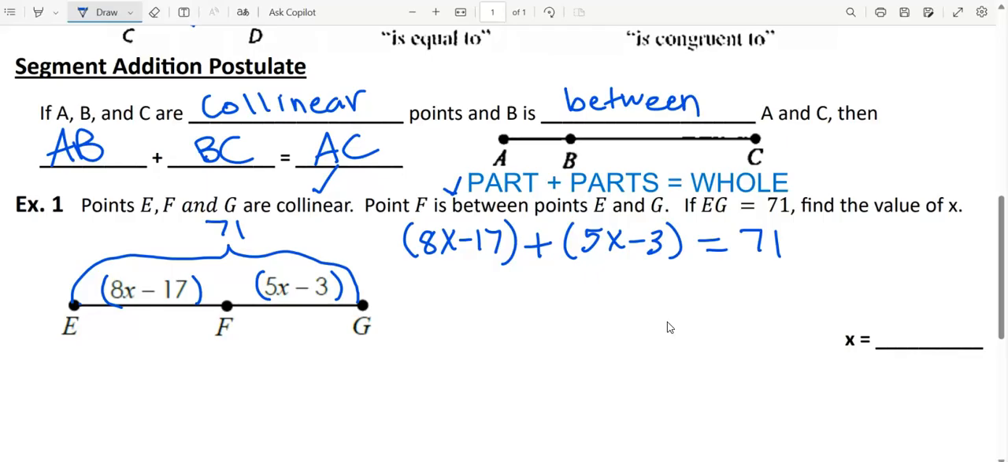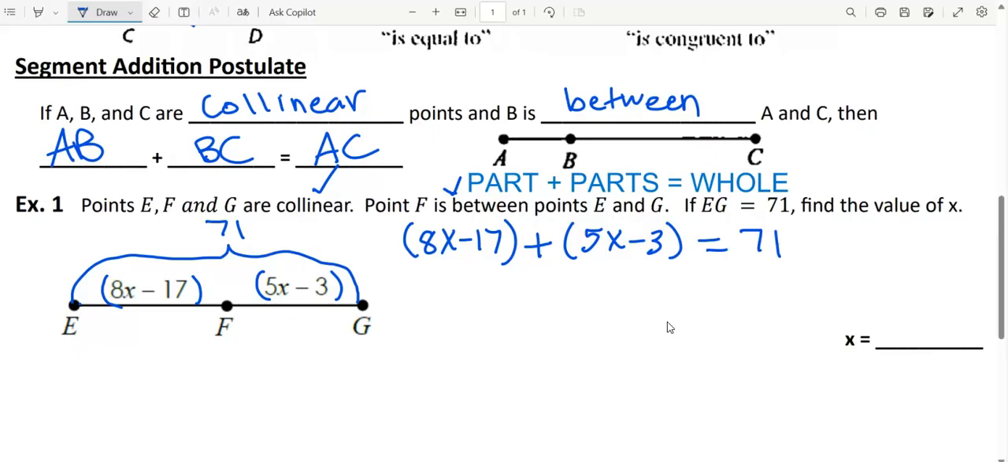Half the battle is setting up the equation. So I want you to take a look at this, pause and ask yourself, do I know how I set this up? Left part plus right part equals whole thing. Sometimes the whole thing is in the words at the top, okay? Now, here's the next half of the problem. You got to solve it.